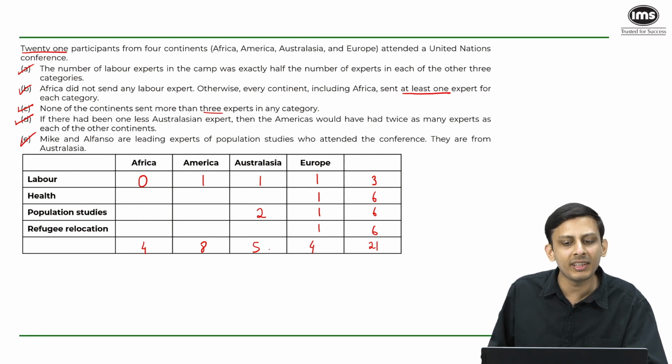And continuing with that, the total is 5 here. We have 2 plus 1, which is already 3. So the other 2 values will have to be exactly 1, so that we get a total of 5 and all the values are at least 1. Now, we have used up all the points of information. Can we find any of these remaining values?